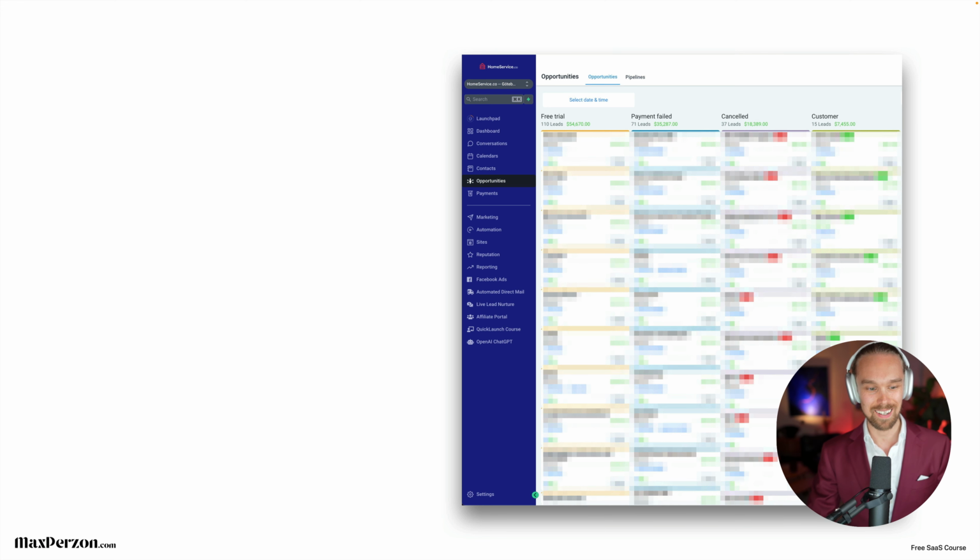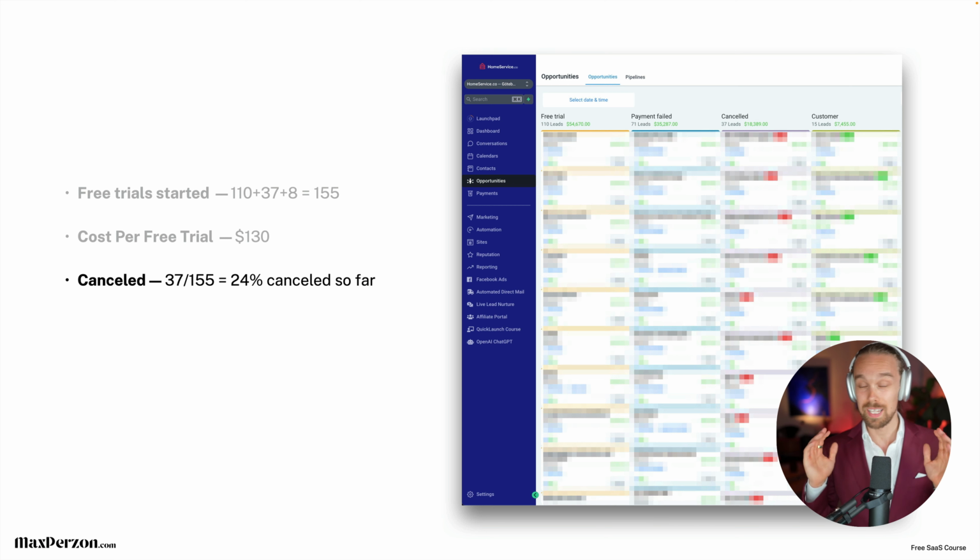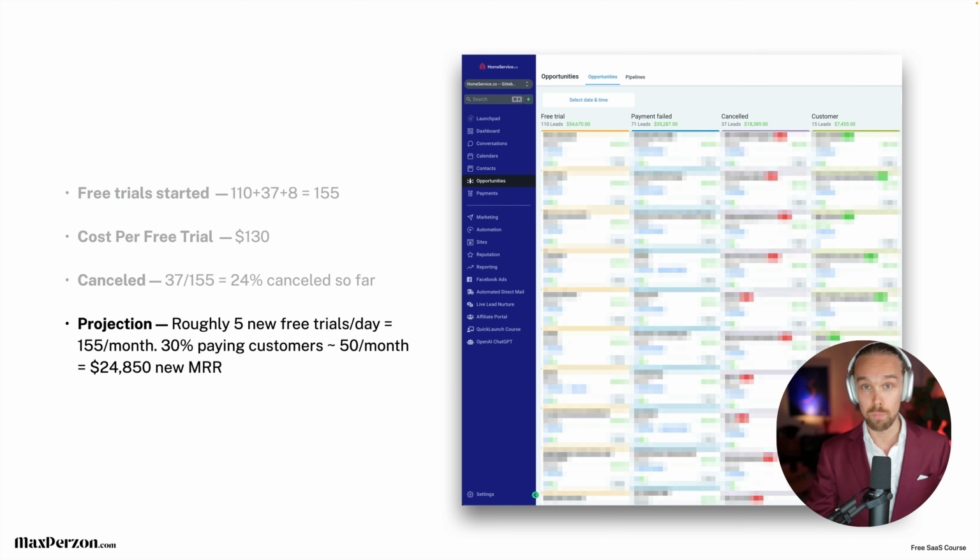Cost per lead, $89 per lead. Free trial started, 155 free trials started so far. Cost per free trial, $130. Actually really, really good. And we have a 25% cancel rate so far, and it's going to be higher, right? I take a 30% conversion rate. 30 to 60% conversion rate is really, really good. So we can have a cancel rate up to 70%, and we're still gonna make our money back the first month, and I'm more than happy with that.